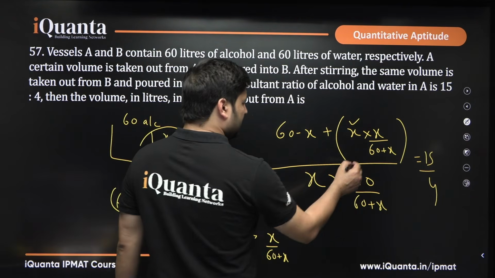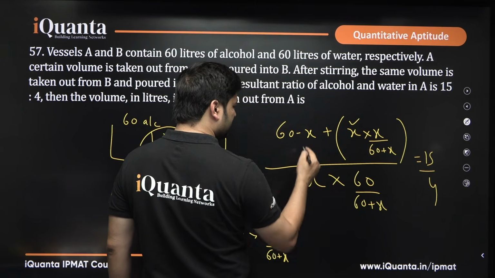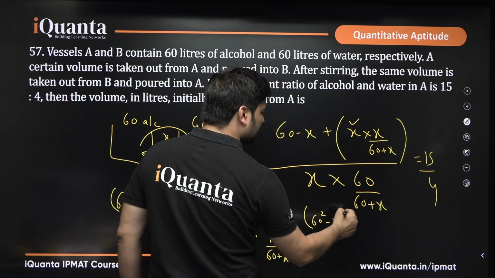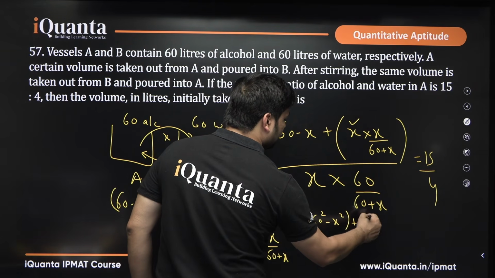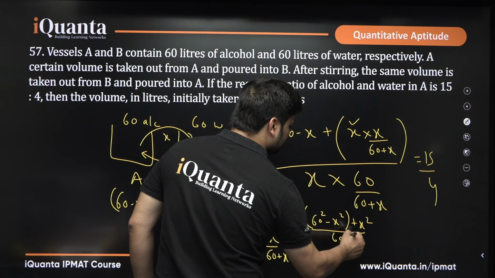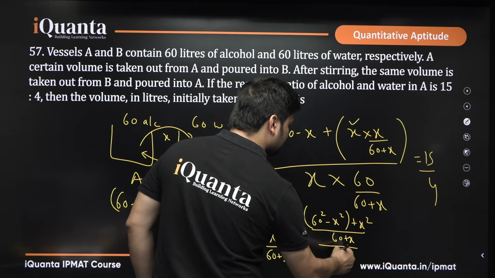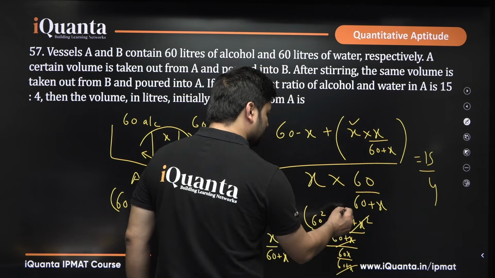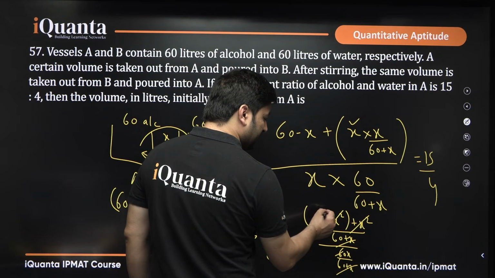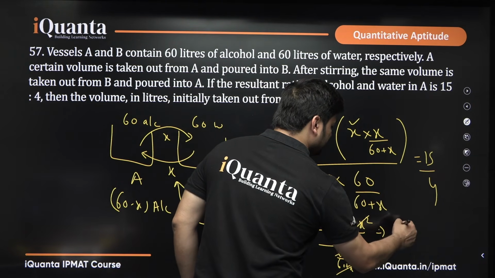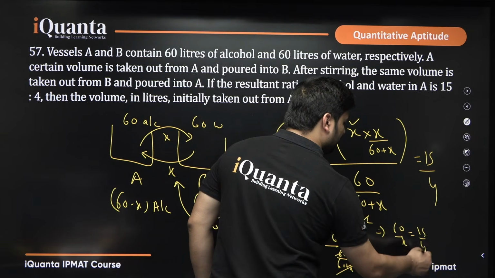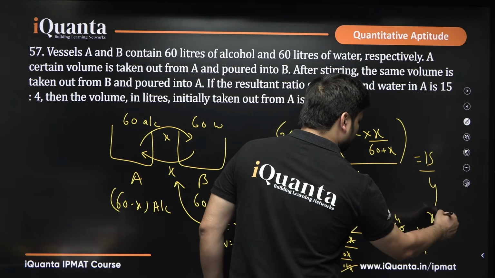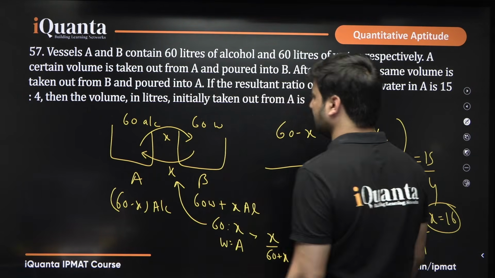Now, how to solve it? You know that if you take the LCM, 60 plus X into 60 minus X will be here. So 60 square minus X square, because (a minus b) into (a plus b) will be this, and we will get plus X square here, upon 60 plus X, and the denominator is 60X upon 60 plus X. The denominator cancels, plus X square minus X square cancels. Cancelling this 60, we get 60 upon X. 60 upon X is 15/4. Cancelling the 15, we get 4 into 4, so X is 16. What is the question asking us?